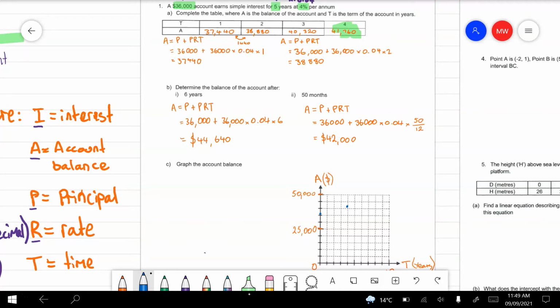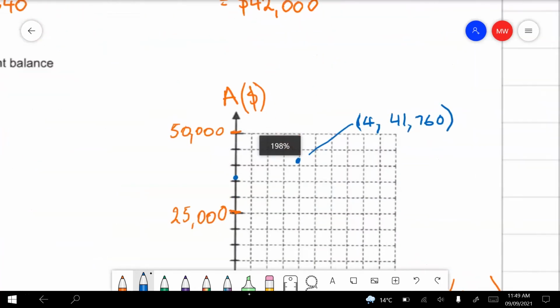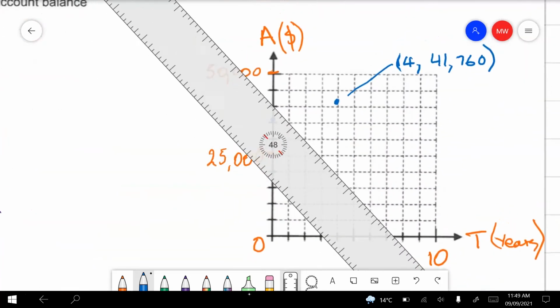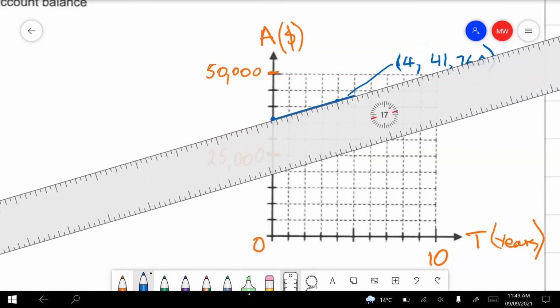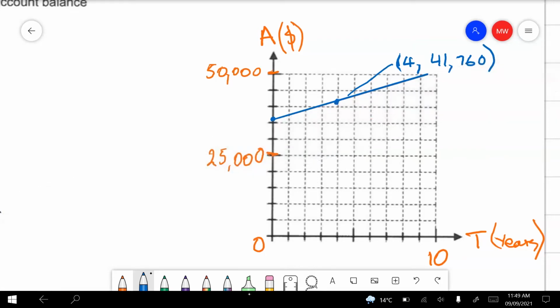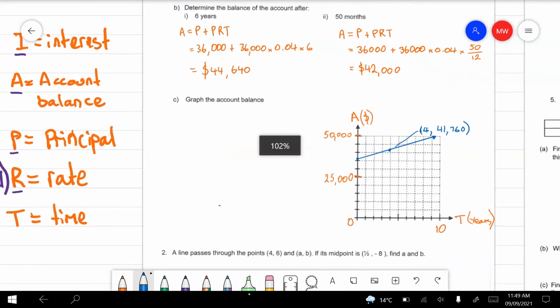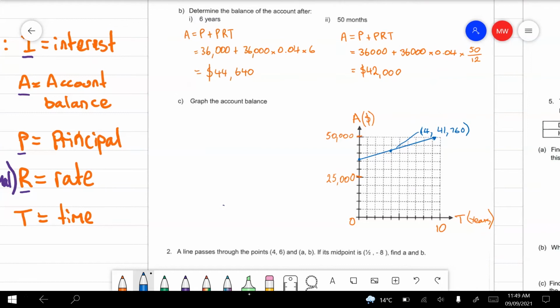I put my mark in here, and I'm just going to label this one for my marker. So I'm going to say at year, sorry, not at year 5, at year 4, I'm at 41,760. Okay, and then all I've got to do is grab my ruler, dot to dot. This is a continuous line, it goes on forever, so we'll just keep it going. If he kept that money invested, it's just going to keep growing at the same rate. And that's our answer finished.